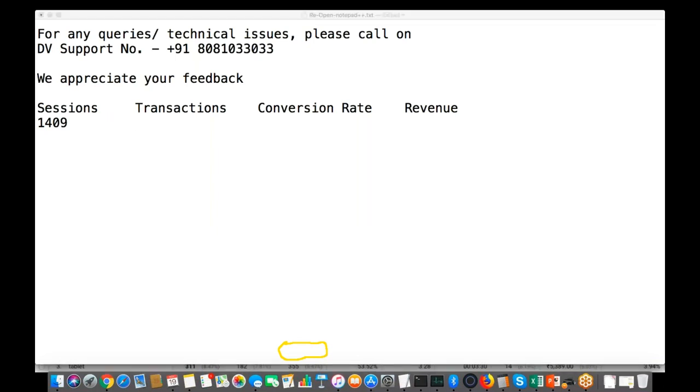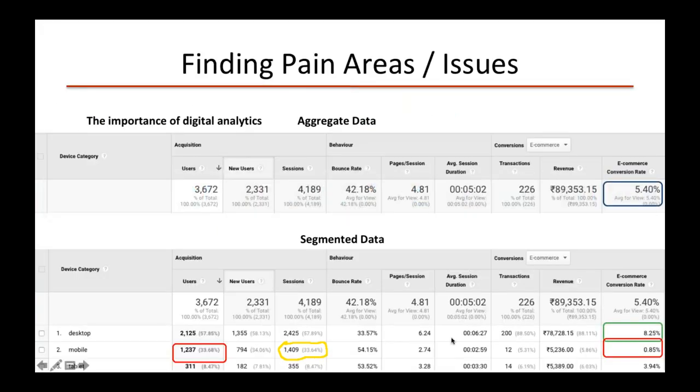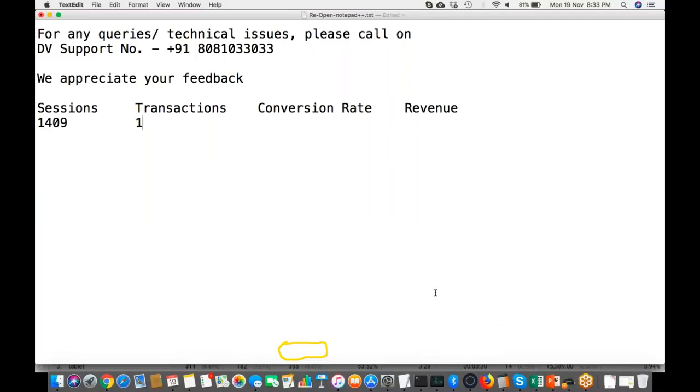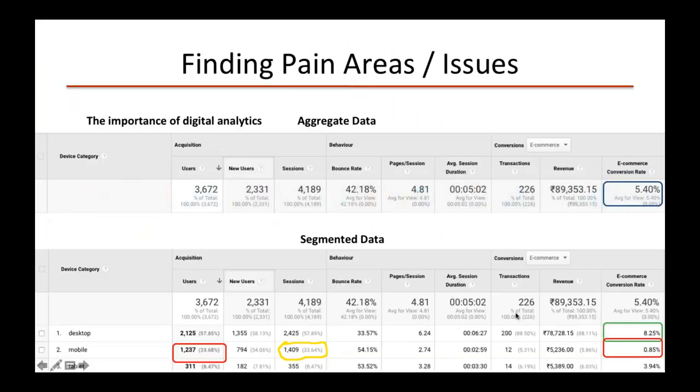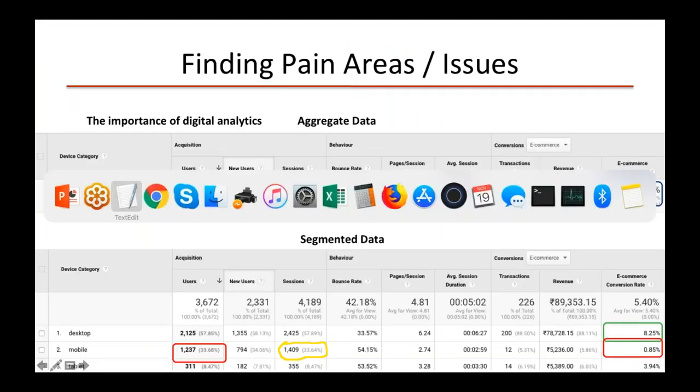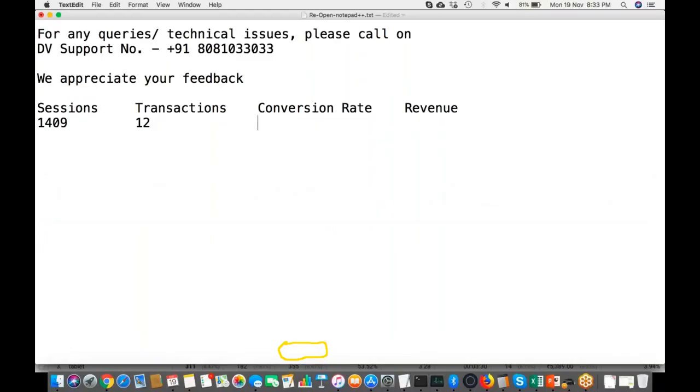How many sessions did we have from these mobile devices? 1,409. How many transactions did we have? 12 transactions. Okay. That makes this conversion rate 0.85%. $5,236 is the revenue.